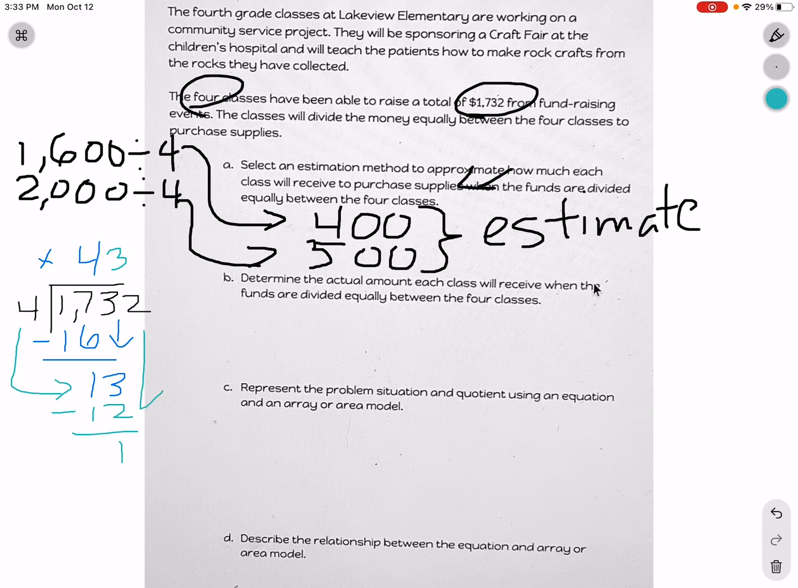And we bring down our 2 in the ones place and make that 12. One last step, I think, and we're done. We have to see how many times 4 goes into 12. We already know this. We know it goes 3 times evenly. 3 times 4 equals 12. 12 minus 12 is 0. How much will each class receive when the funds are divided equally between the 4 classes? Each class will receive $433.